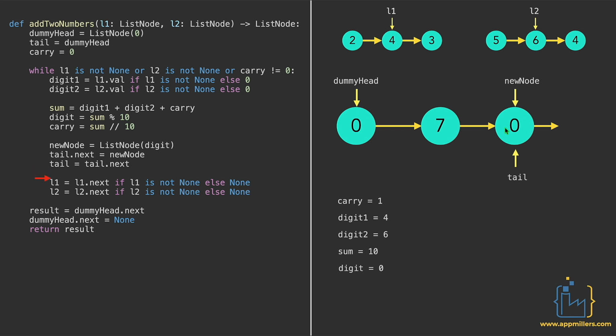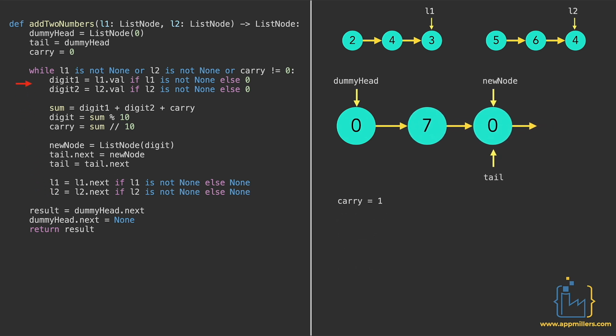Then we are going to move L1 and L2. So L1 will point to the last node in the first linked list, and L2 will point to the last node in the second linked list. Then we will continue one more time to this while loop. So here we can easily see that L1 is not none, so it's going to execute this while loop. So here the digit 1 is 3, digit 2 is going to be 4, then sum is going to be 1 plus 3 plus 4, which is 8.